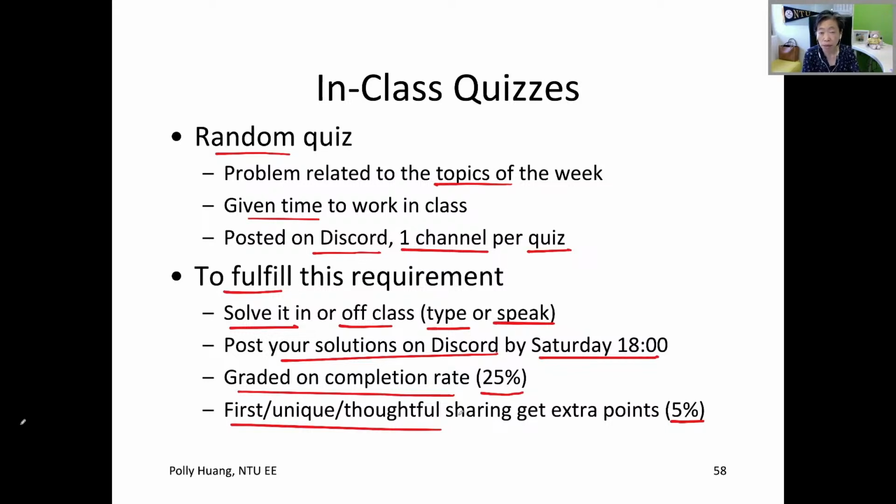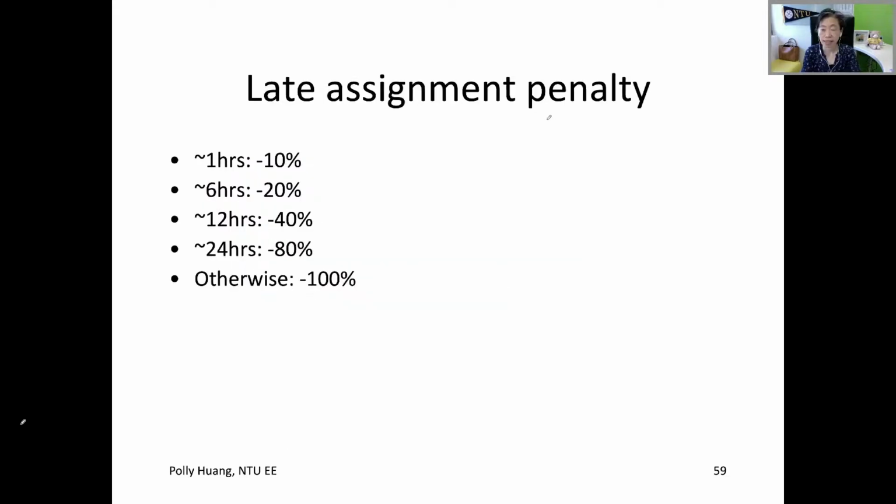So take your time for some of the quizzes, and for some quizzes, you want to be fast. There's a penalty for the late submissions, so be careful. If it's beyond the deadline but within an hour, 10% is deducted. If it's more than an hour beyond the deadline but within 6 hours, 20%, and so on and so forth. All points will be deducted if it's more than a day late.